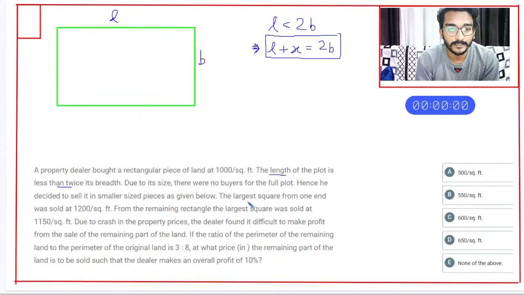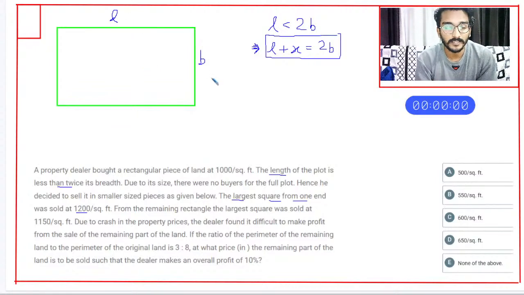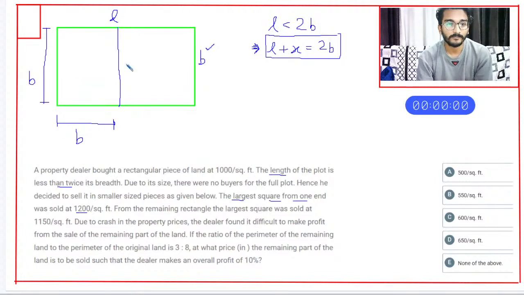Now, first thing here is he is dividing the plot in some portions. The largest square from one end was sold at 1200. Okay, so the largest square. Now tell me, how can you make a square out of it? From L cross B, how can you make a square? Of course, B is a smaller length. So the square is possible when you take a dimension of B from the dimension of L. So this is a B cross B square. I have taken a square of B cross B because it is convenient to take out because length is a bigger unit. We can take a square from the smaller part, correct? So this area is sold at 1200 per square feet.